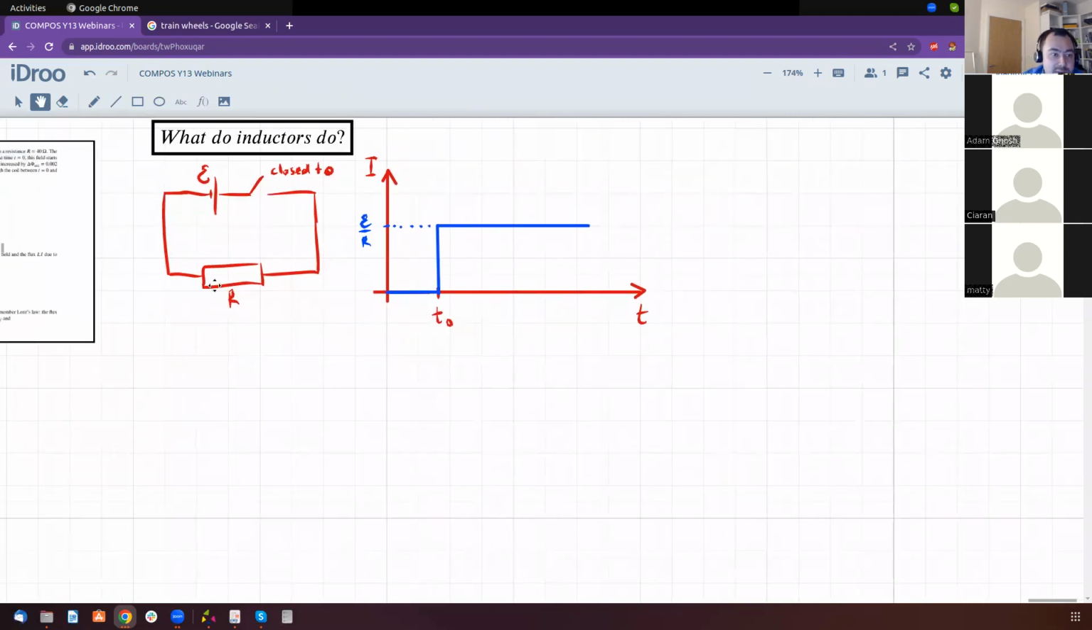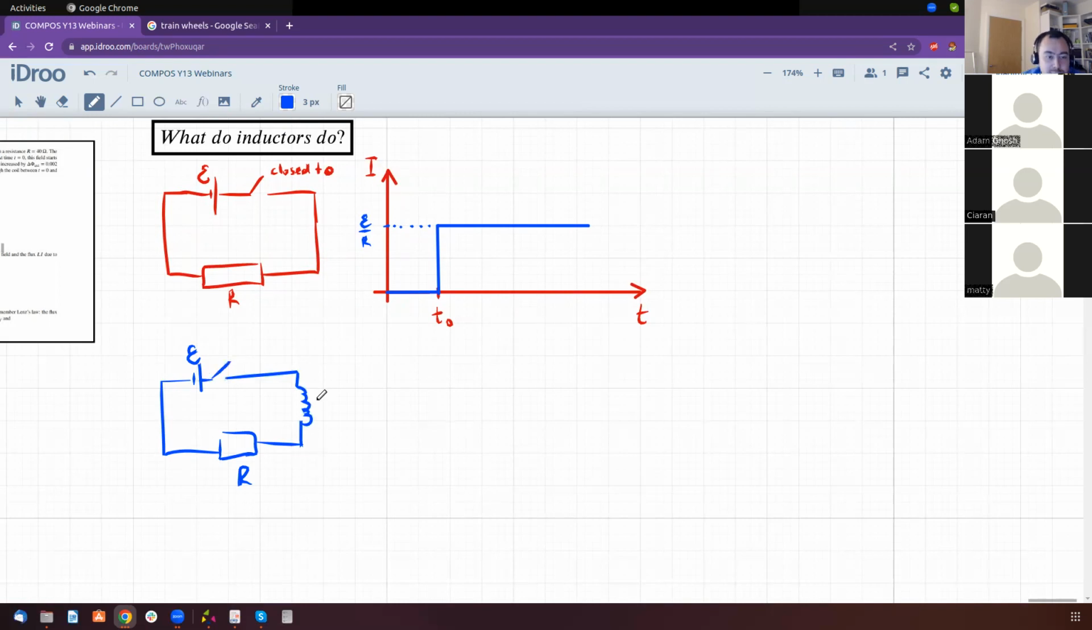Now, if you have the same circuit but with an inductor, you have a resistor and an inductor, and you have a switch. The inductor of induction L and no resistance. It's a coil with very low resistance, so R equals 0. And there will be a different picture.